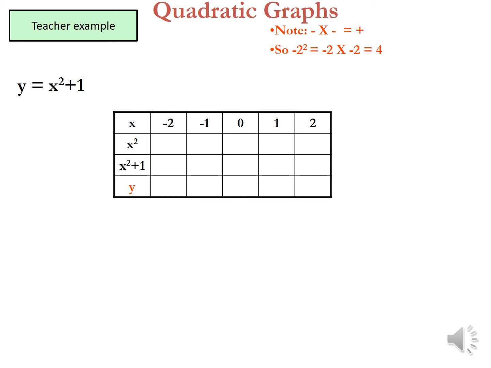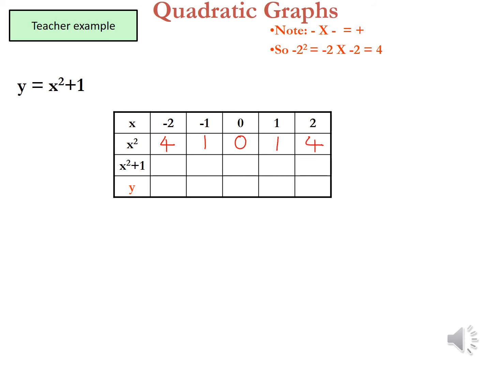So let's have a look at it then. I've broken it down, and we have the x squared part. Let's have a look at the x squared part. So when x is equal to minus 2 and we square it, minus 2 times minus 2 gives me a positive 4. When x is equal to minus 1 and we square it, minus 1 times minus 1 is positive 1. When x is 0, 0 squared is just 0. Okay, when x is equal to 1, 1 times 1 is 1. When x is equal to 2, 2 times 2 is 4.